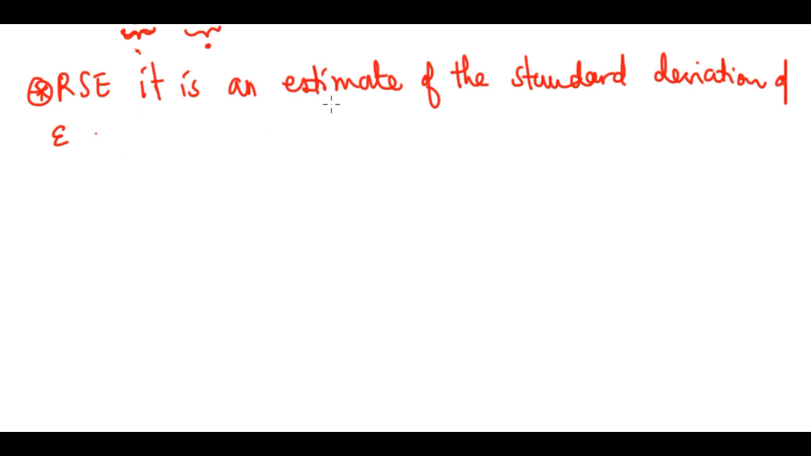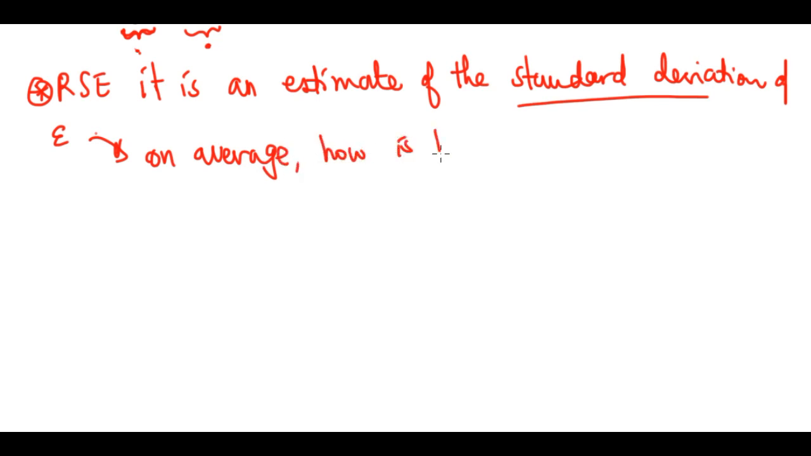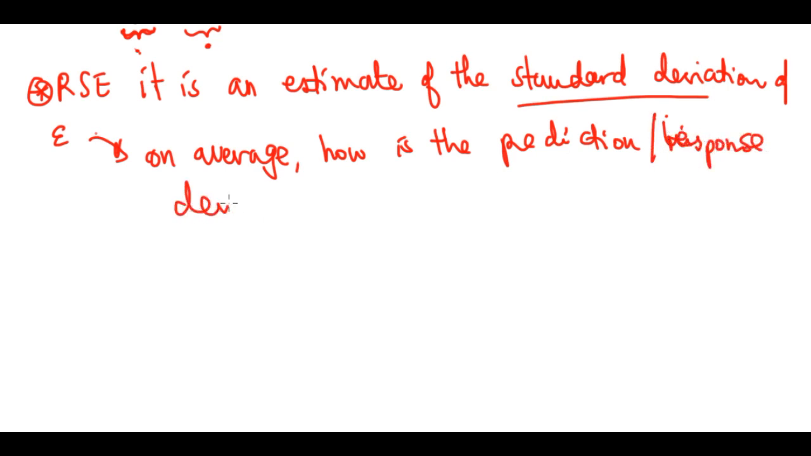So when you say standard deviation of E, we're just basically saying, on average, how is the prediction, or the response, let me say response, deviating from the true regression line.